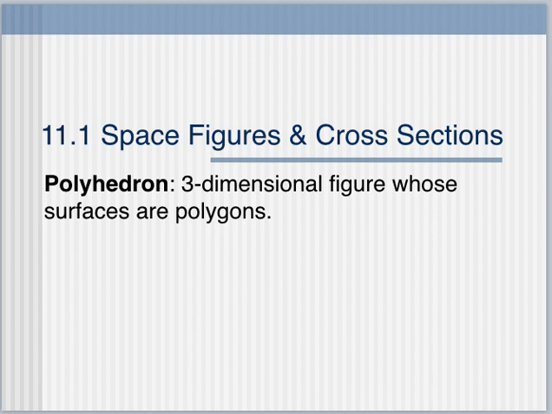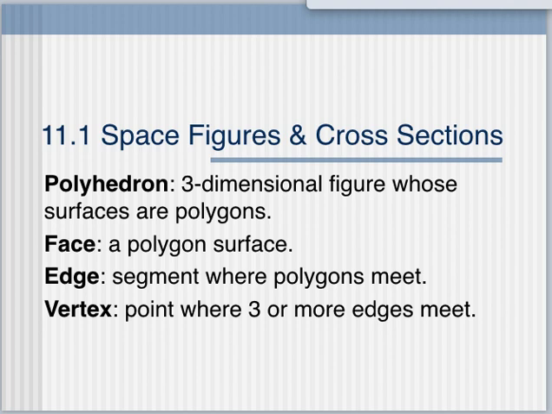First off, the three-dimensional shapes you'll be working with the most are called polyhedrons. A polyhedron is a three-dimensional figure whose surfaces, or sides, are all polygons. Now, the official name for the sides of your three-dimensional shape is face.